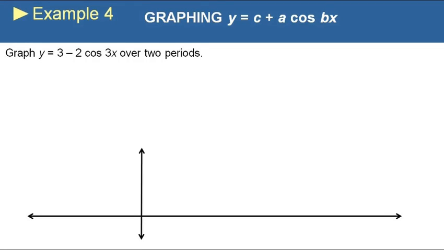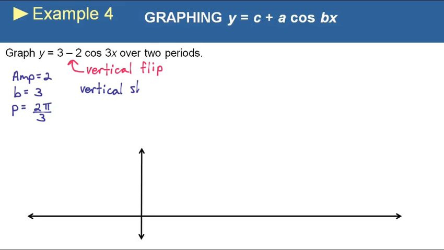So let's go ahead and look at y equals 3 minus 2 cosine 3x, and we'll do it over 2 periods. First of all, I can see that this negative is going to indicate a vertical flip, and then a is 2, so our amplitude is 2, and the b is 3. You can see the b number here, so period is 2 pi over 3, and then vertical shift is going to be 3 up because of this positive 3 right here. So that means that everything's going to be moved up 3.